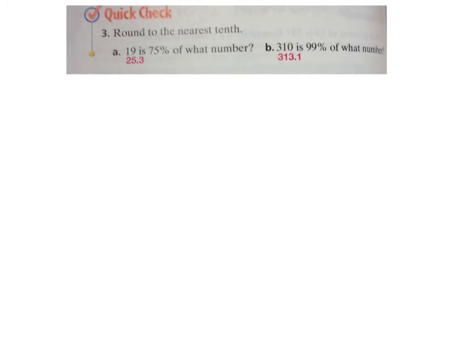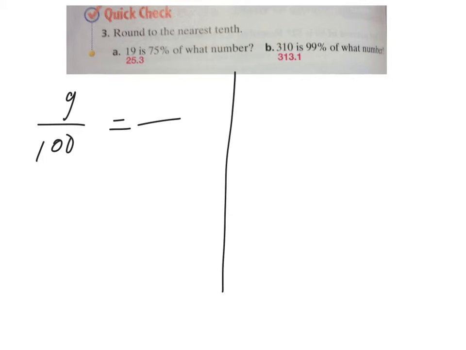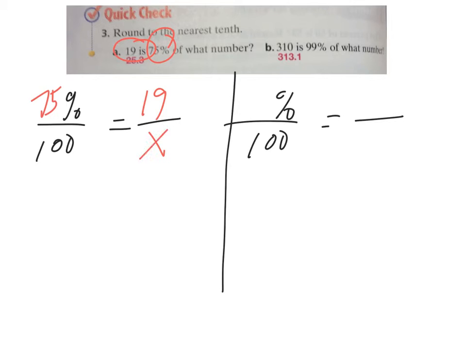So here again, I'm going to do the setup on both of these first. Everyone starts like this. And I'm being serious here. Okay, so this first one I can see I have a 75%. And the is, the part, the 19 goes here, the x goes here. Likewise on the other one. The percent, the 99 goes here. The is, the 310, the part, goes there. And again, I'm missing the whole in this one.